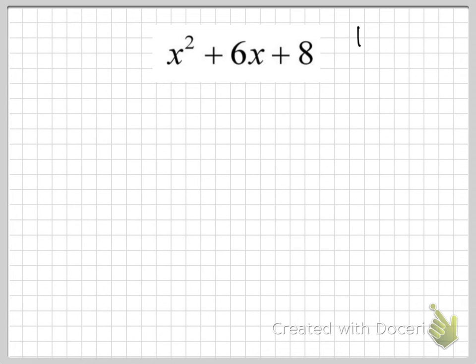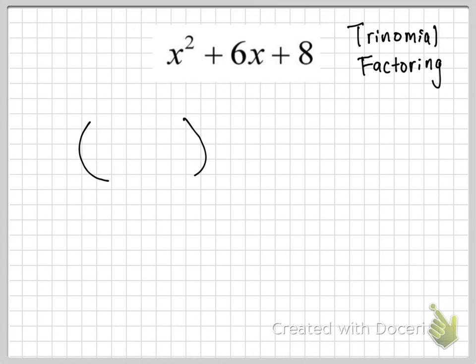So again, I'm using trinomial factoring. So what numbers multiply to our third term that will also add or subtract to our second term? That's the goal of trinomial factoring. So I'm going to create my parentheses. I'm going to list all the factors of 8 over here. That's 1 and 8. And 2 and 4. These are the only factors.